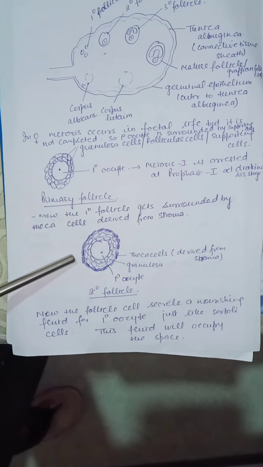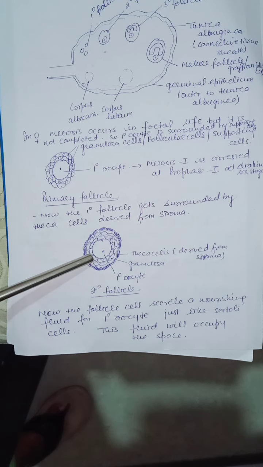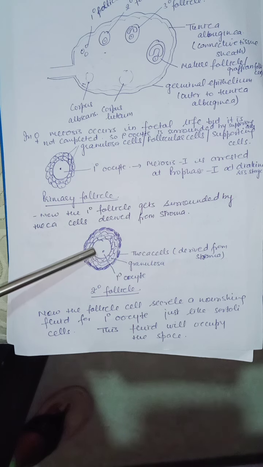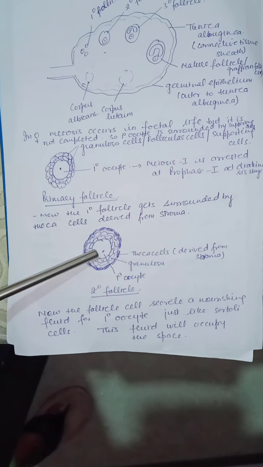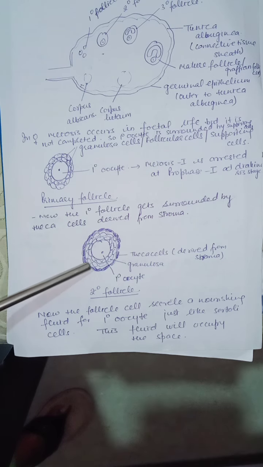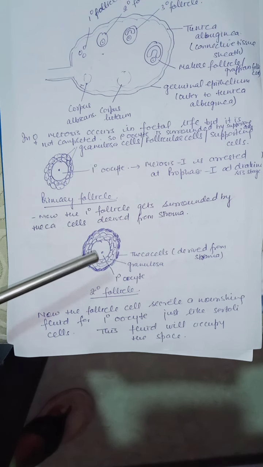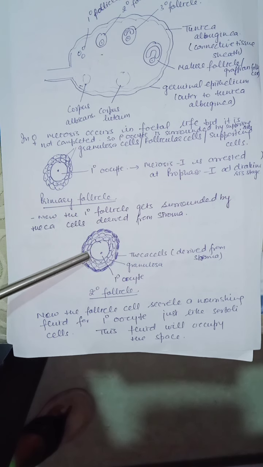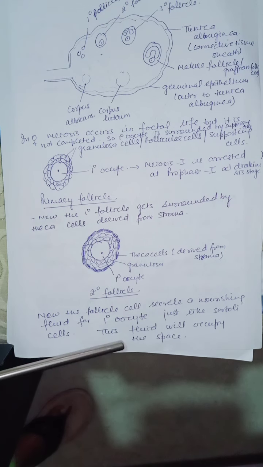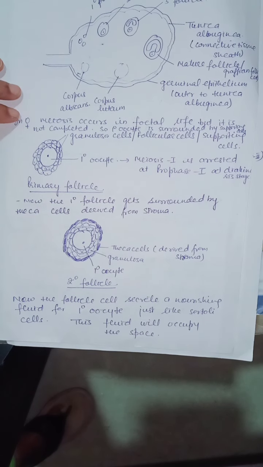These follicle cells or granulosa cells will secrete some nutritive fluid to nourish this primary oocyte. Just like in males, Sertoli cells nourish the sperms, similarly in females, these granulosa cells secrete some fluid to nourish the primary oocyte. This fluid is accumulated in a space, so this fluid formed by the granulosa cells will occupy the space.